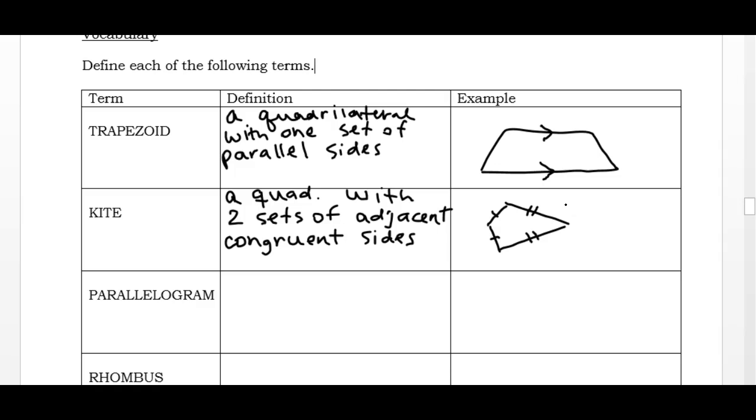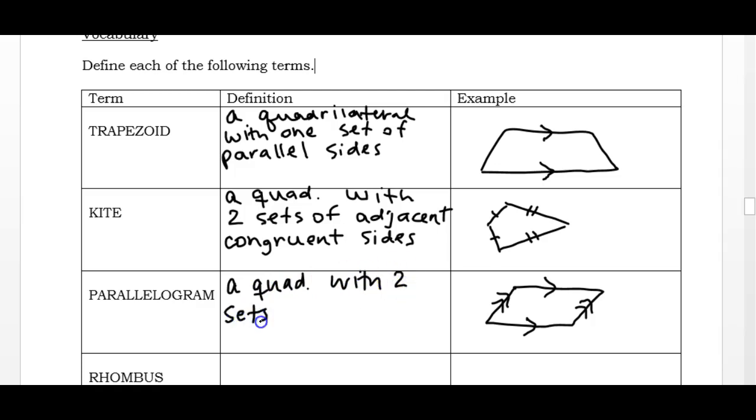Our next word is parallelogram. A parallelogram looks like that, where we would have parallel on the top and the bottom, just like with a trapezoid, but also parallel on the sides. So a quadrilateral with two sets of parallel sides.